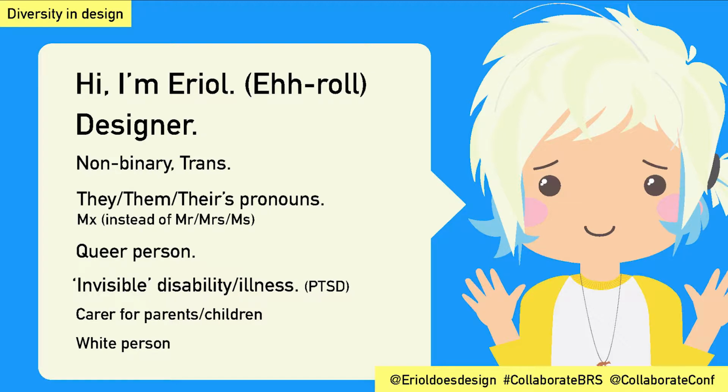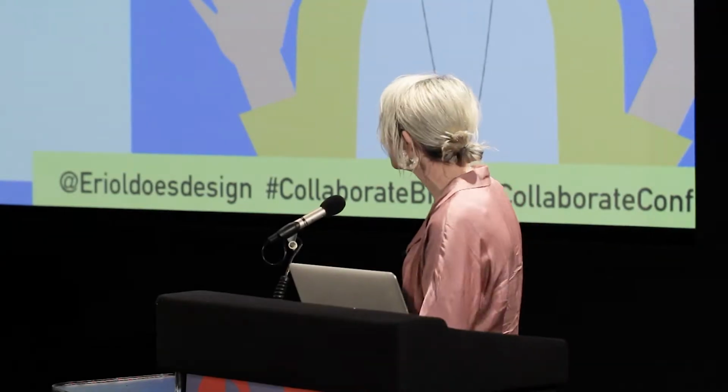I'm a queer person. I have an invisible disability or illness, PTSD. I was and am a carer for parents and children. One of them was terminally ill and passed away, and one of them is critically ill still. And I'm a white person.